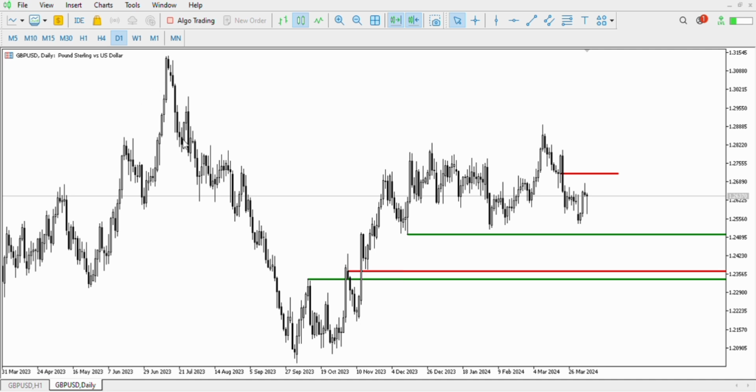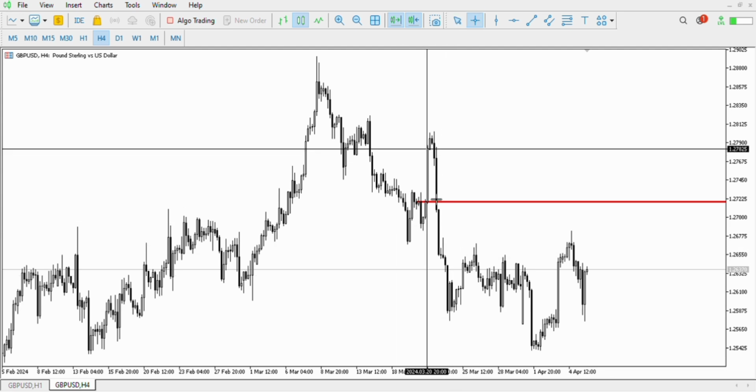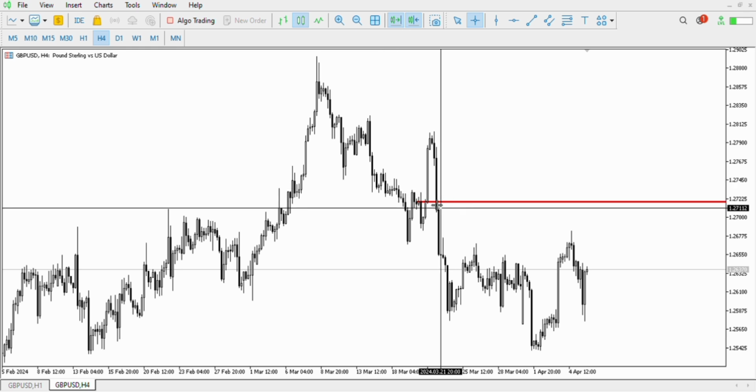Perfect. Now what I'm going to do next is move to the 4-hour time frame to see if we have any other details to think of. Then I'll move to the 1-hour time frame for more emphasis. Now this is the 4-hour time frame right here. This is the daily order block.